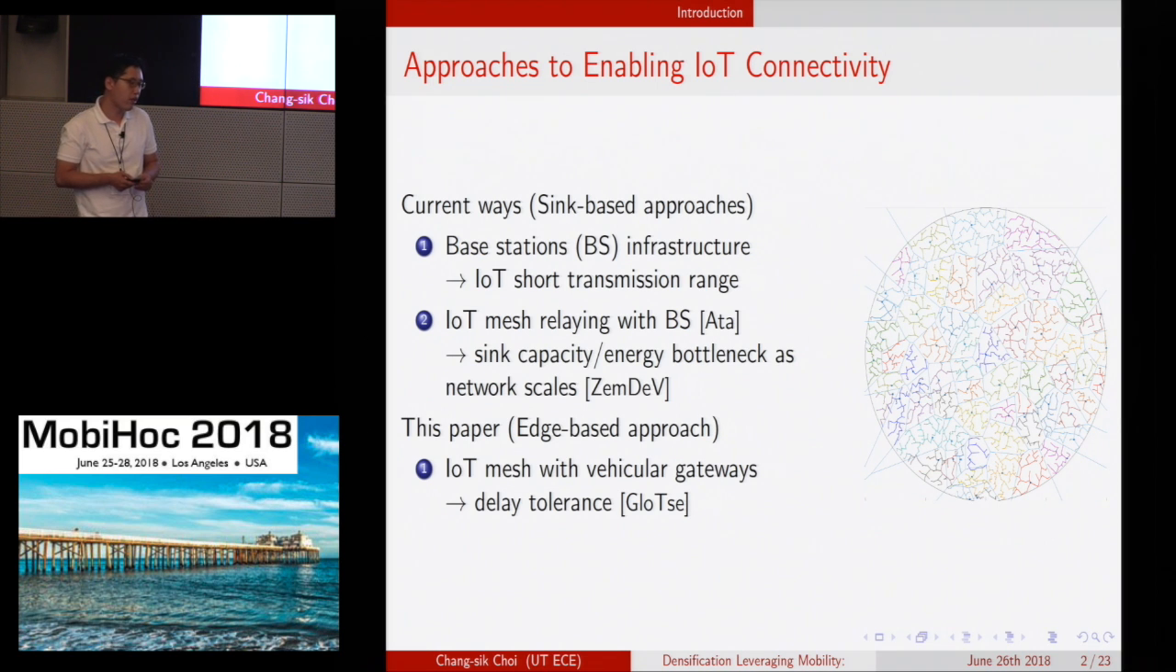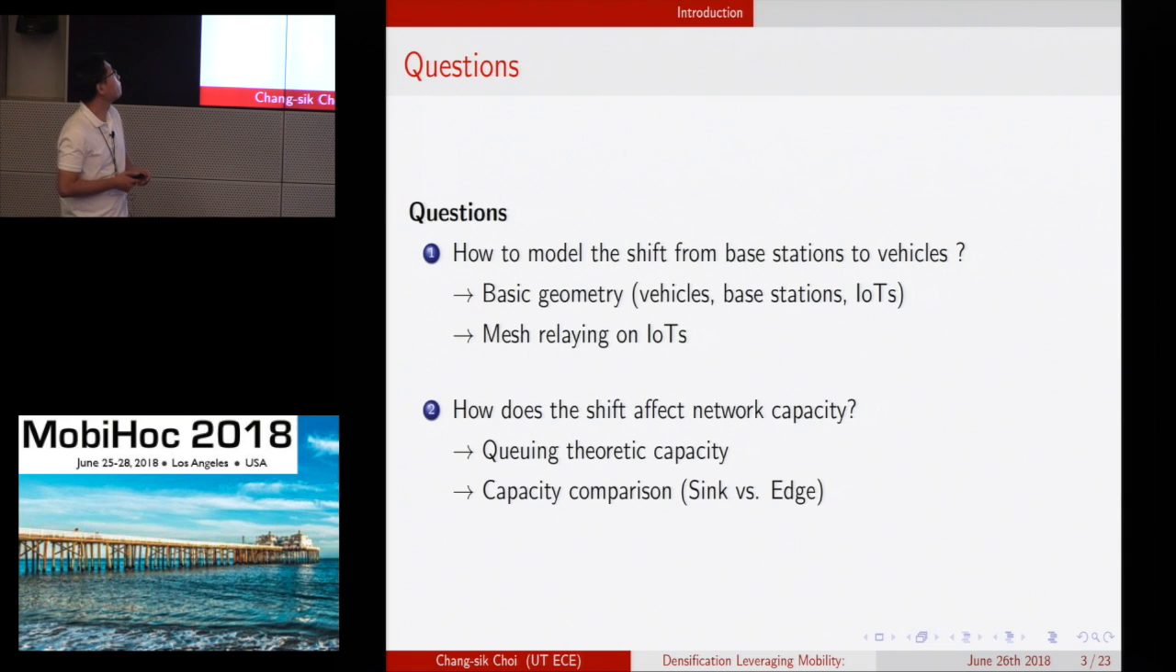So in this paper, we name it the edge-based approach, and we use IoT mesh relay with vehicular gateways to harvest the data. And this is an example of delay-tolerant communication. And we have the following questions.